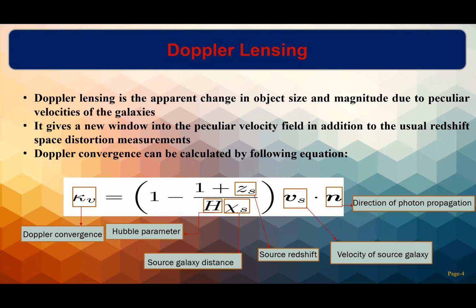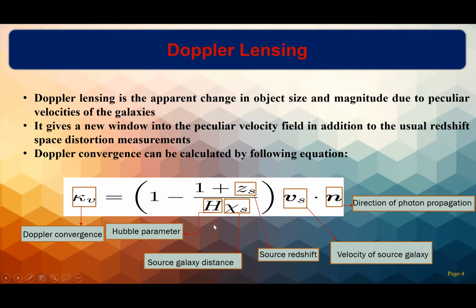So now let's discuss Doppler lensing. Doppler lensing is the apparent change in object size and magnitude due to the peculiar velocity of the source galaxies. This effect dominates over the usual gravitational lensing magnification at low redshifts. It can be calculated by using these equations, where this is the Doppler convergence.